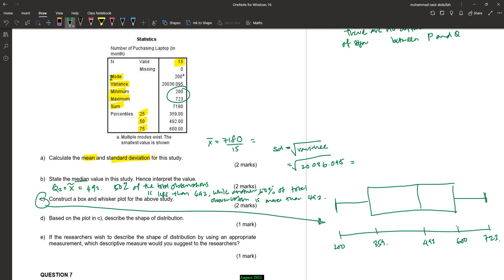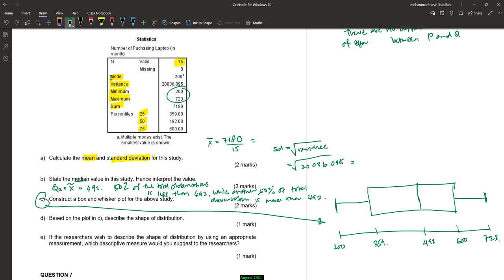You have to calculate the distance properly. Then you can see that the distance on the right is larger than the distance on the left. So the distance on the left is larger than the right. So we can say that this is a box and whisker plot. Based on the plot in C, describe the shape of the distribution. This is skewed to the right, skewed to the left distribution.